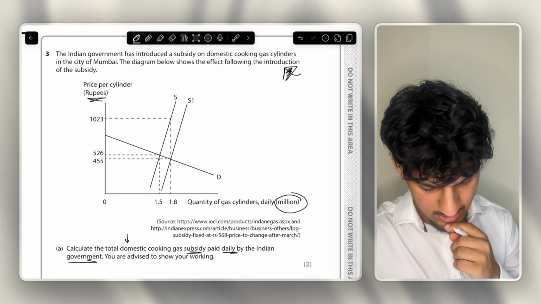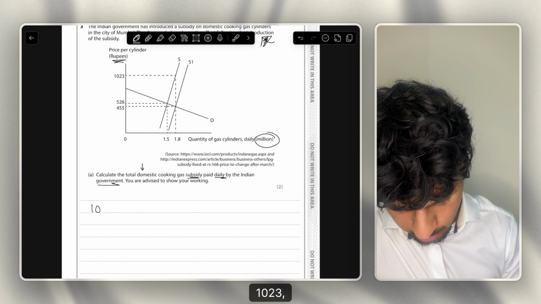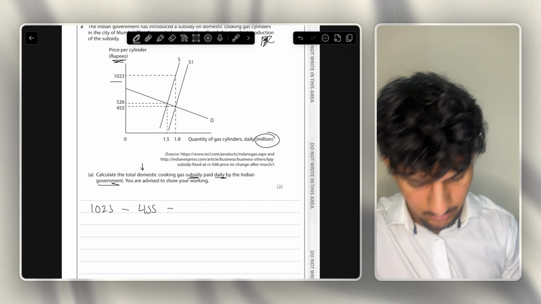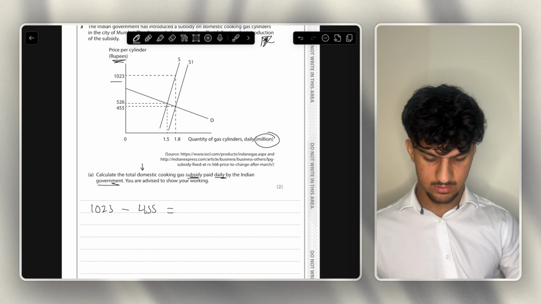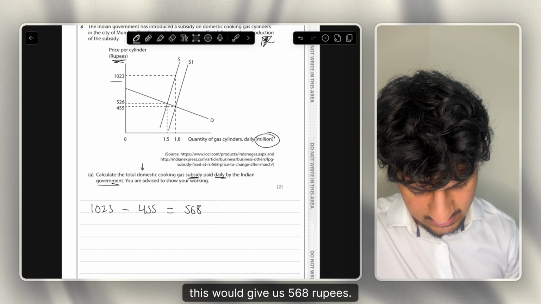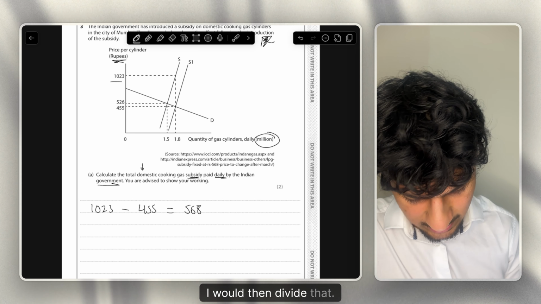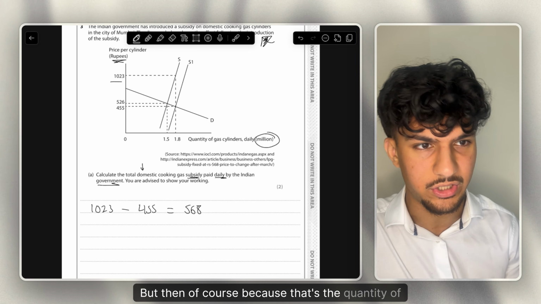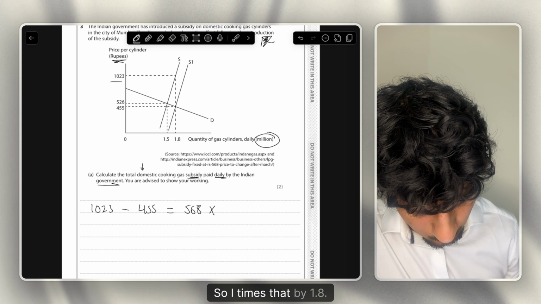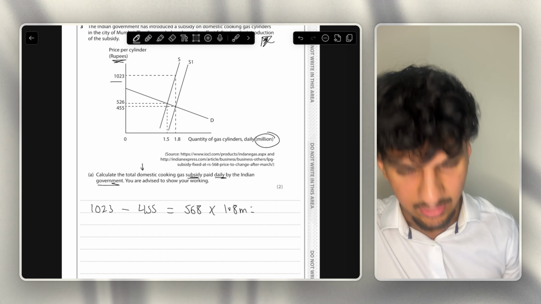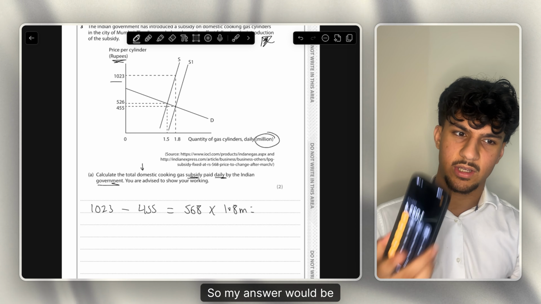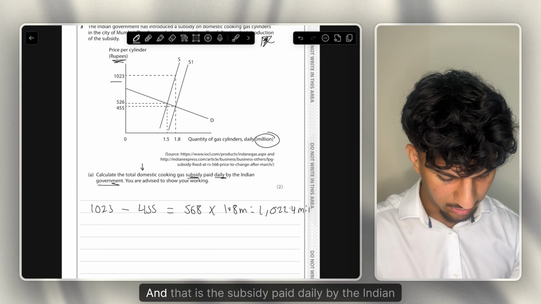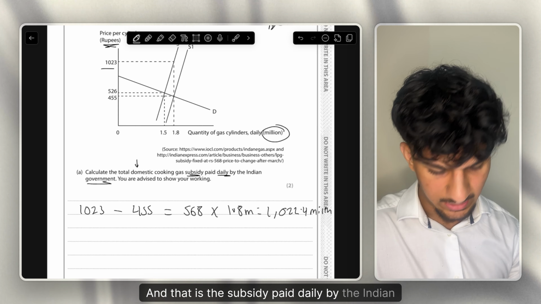It's another calculate question. The way we do this is take 1023, which is a price here, and take that away from 455, which on my calculator gives us 568 rupees. I would then times that by 1.8, because that's the quantity of cylinders, and that would be in millions, and that would give me my answer. So my answer would be 1022.4 million, and that is the subsidy paid daily by the Indian government.